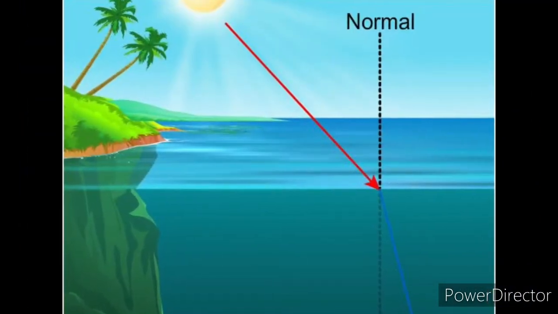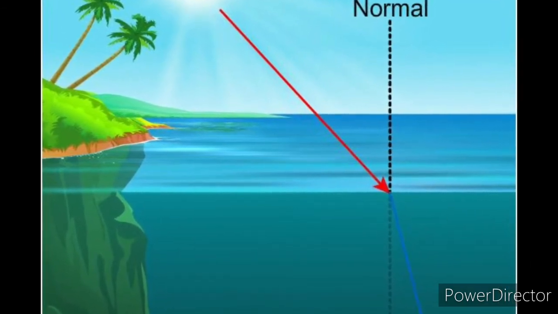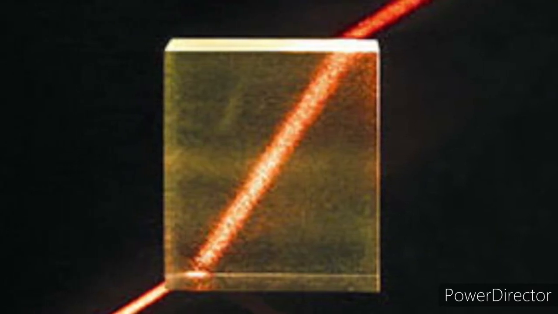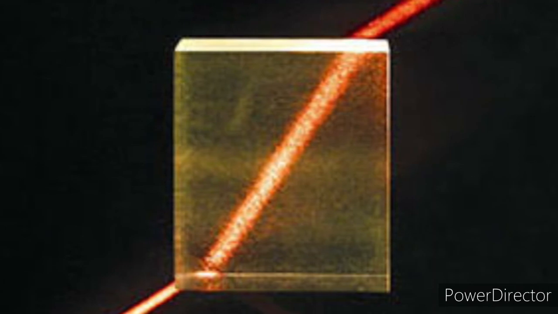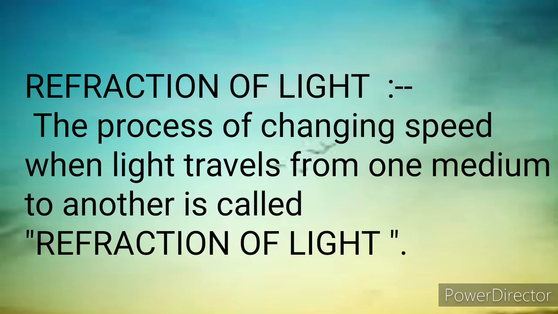Okay, children, now you understood that when light travels from one medium to another, the speed of light varies from one medium to another. This process is called refraction of light. Children, what is refraction of light? The process of changing speed when light travels from one medium to another is called refraction of light. This is one definition of refraction of light.